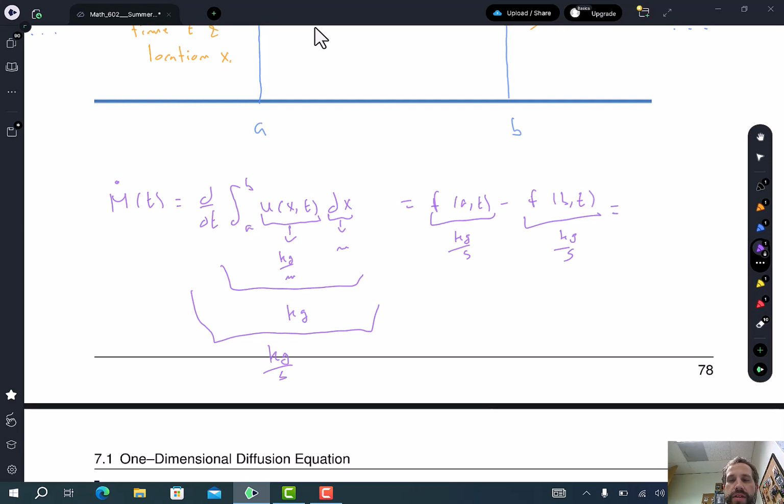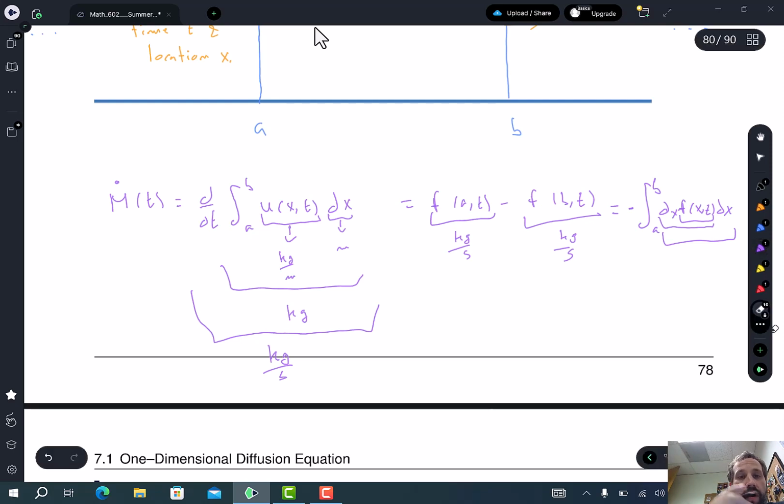And then we're going to do the thing that we did from the first couple of weeks of class. This is going to be the integral from a to b of minus the x derivative of f. Again, f has units of kilograms per second. When you take a derivative, you get kilograms per second per meter. And when you multiply by dx, you just get kilograms per second again. So in other words, the units match up.